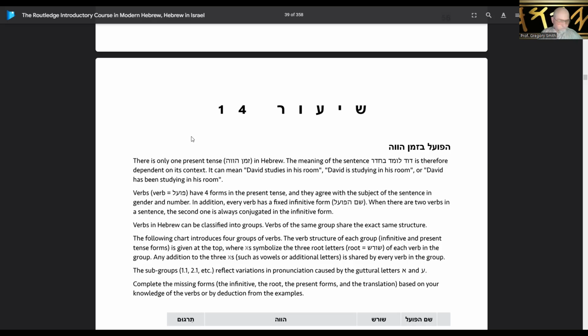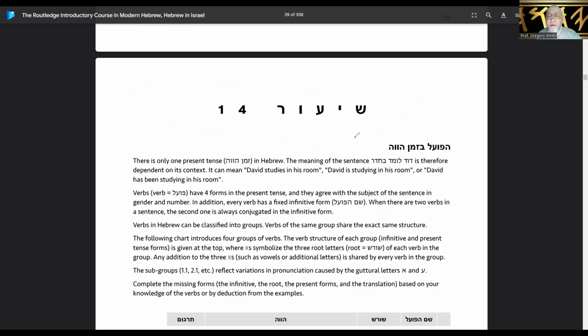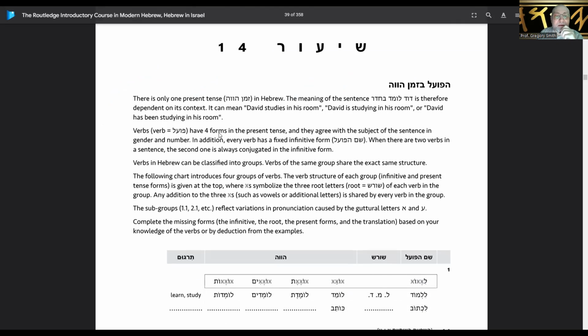We are looking at Shiur 14, lesson 14. And I hope that I got my pen straightened out. I just got this new electronic pen, and I think I'm able to write pretty good with it this time. So I'm liking that.